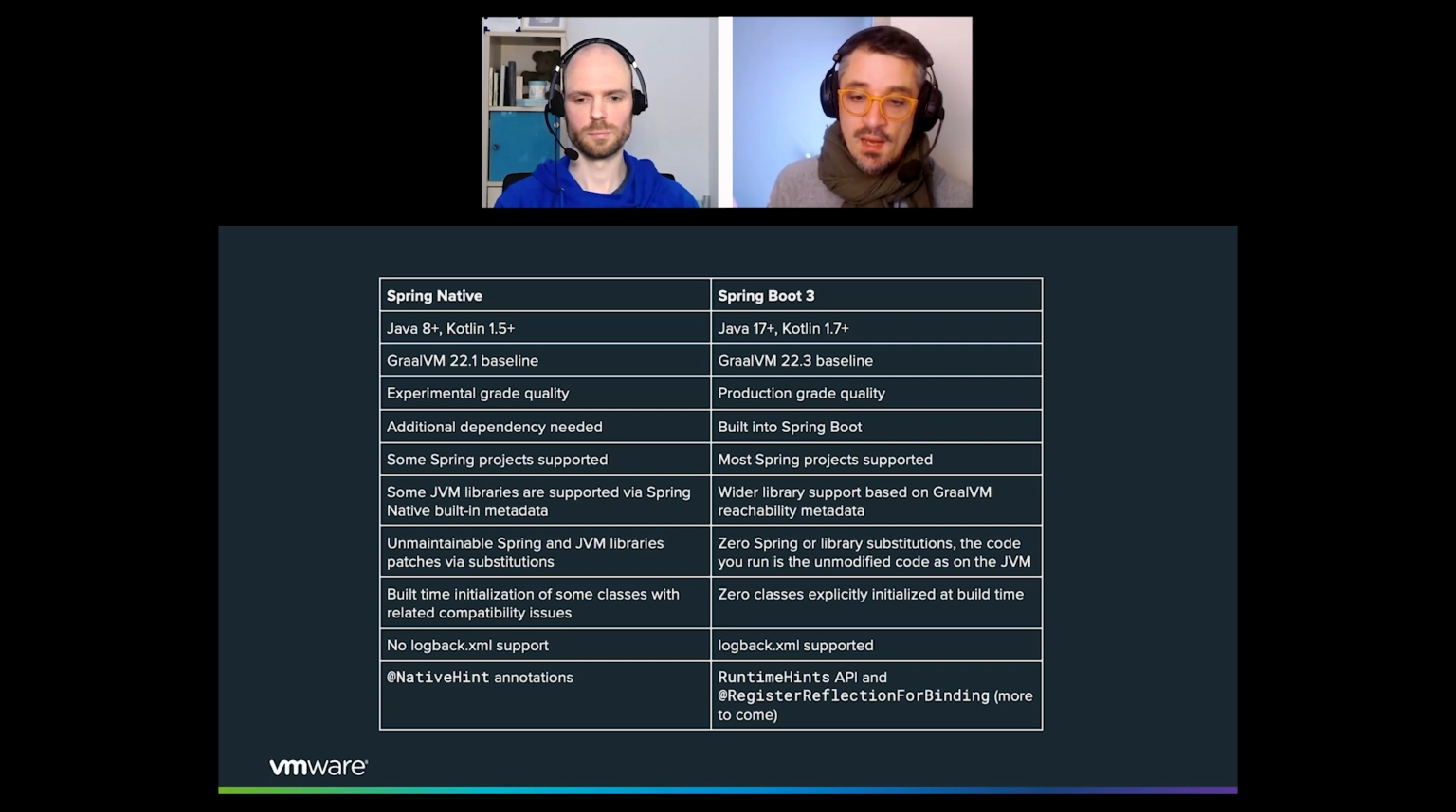That means that we have resolved a lot of the compatibility issues that people experienced with Spring Native, which was mixing build time initialization and runtime initialization for classes. The number one feature asked for by Spring Native users was the lack of logback XML support. And thanks to Andy Wilkinson, it's now supported on Spring Boot 3, so you can use your logback.xml and customize the logging with that very popular file.